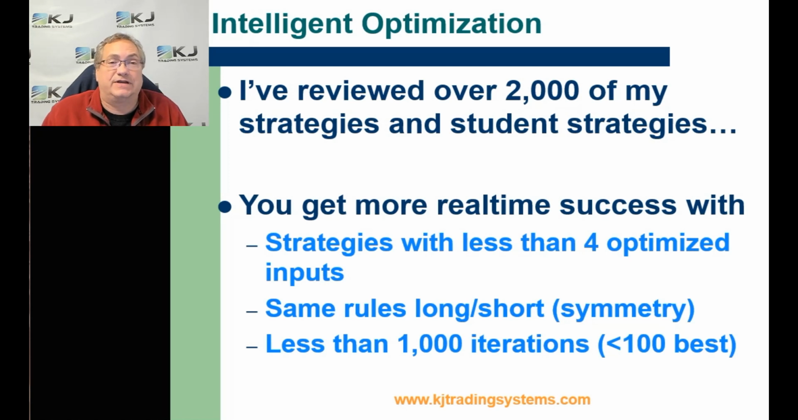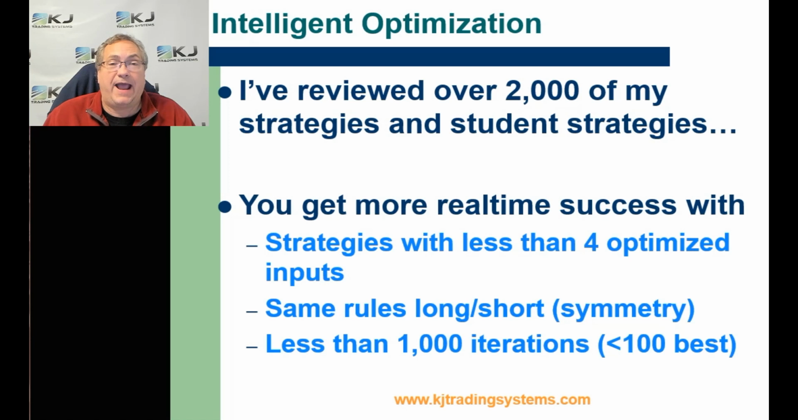The second part of intelligent optimization is, wherever you can, be symmetrical, meaning have the exact opposite rules for long and short. So let's say you did a 50 bar breakout to enter long, do a 50 bar breakout on the short side to enter short. Pretty simple. Those tend to be the best. Now I realize those might not work so well for stock indices, so maybe you have to make some adjustments there because stocks do tend to go up. But in general, symmetry is a good thing.